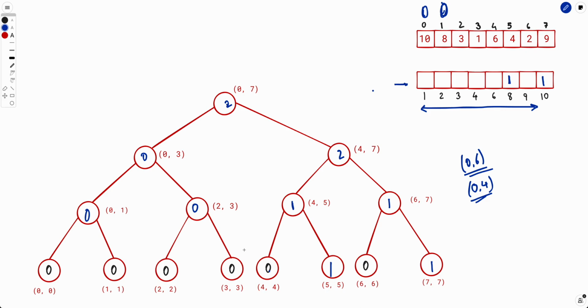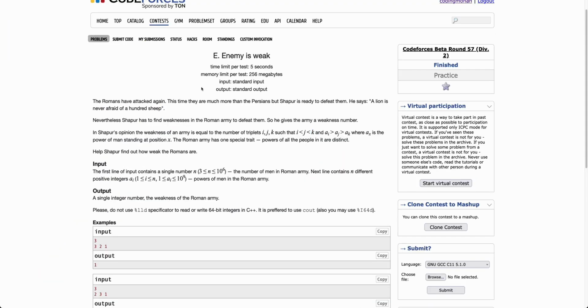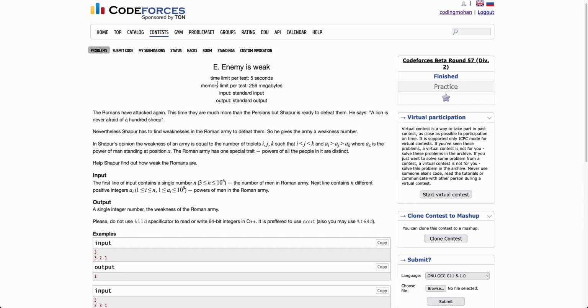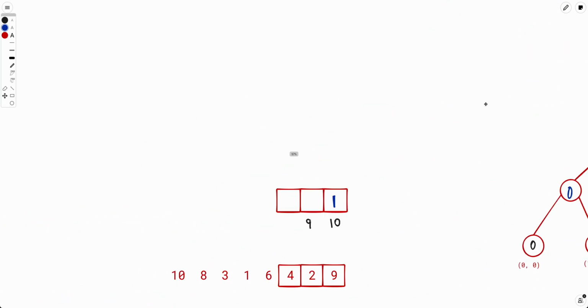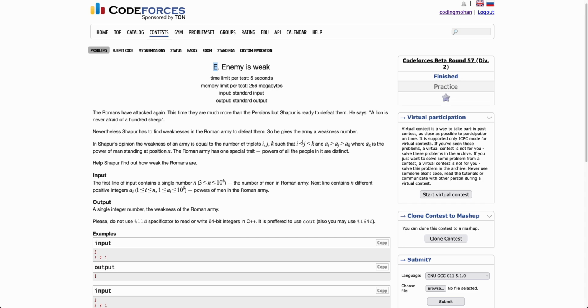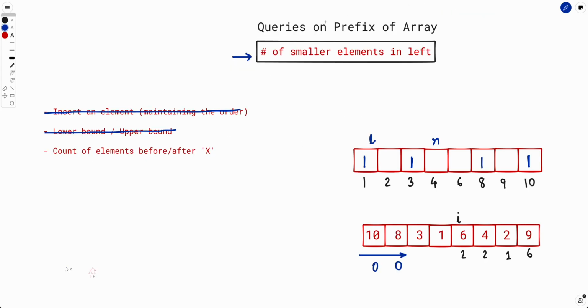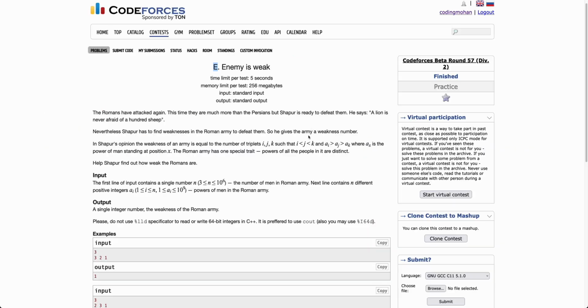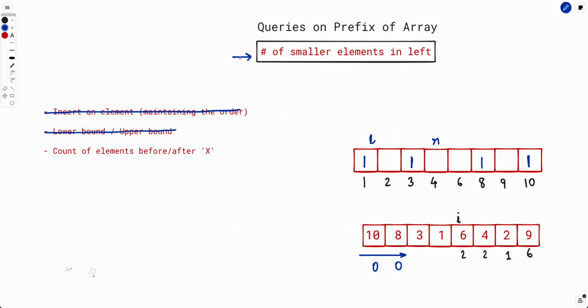Now I would encourage you to solve this particular problem, 57E of Codeforces. This is a fairly hard problem, but all you need to do here is calculate the exact same thing, the number of elements smaller than the current element in the left. This is a little bit more than finding the number of smaller elements in the left, but converting this problem to that problem is just a simple step away, and we have discussed that step multiple times on this channel.